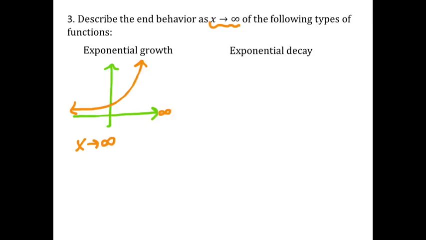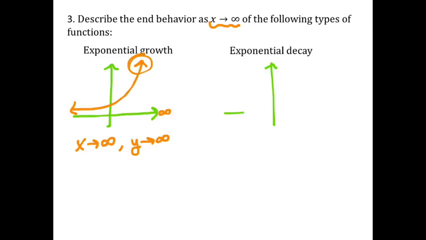Question number 3, describe the end behavior as x goes to infinity of the following types of functions. So again, another question about these exponential growth, exponential decay type graphs. An exponential growth graph would look like this. And we're wanting to describe the end behavior as x goes to positive infinity, which of course is out here. And so for this graph, as x is going to infinity, where is my y value going? Well, y is also going to infinity.